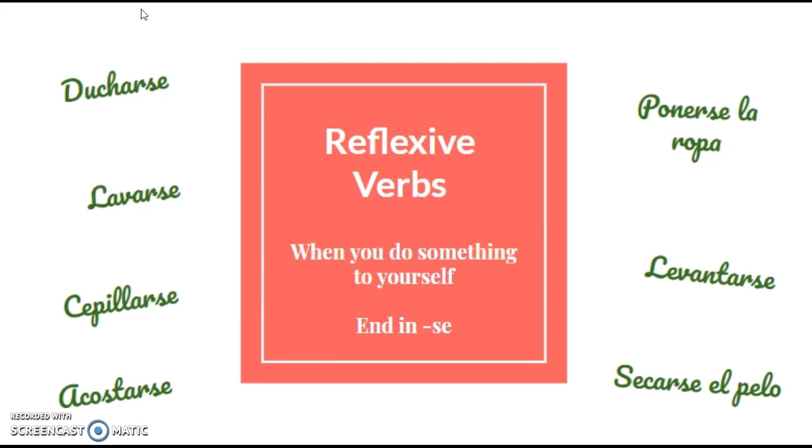So these types of verbs, as you can see here, are used for when you do something to yourself. Hopefully you've noticed these verbs on your vocab list by now. And what's special about them is that they all end in SE. So even though they're verbs, they do end in SE. So their conjugation is going to be a little different, which is what we're learning about right now.